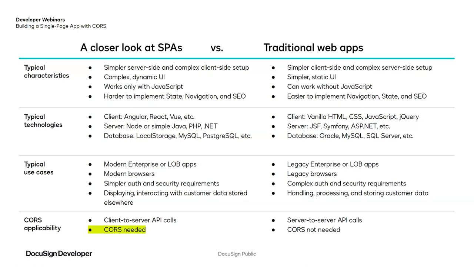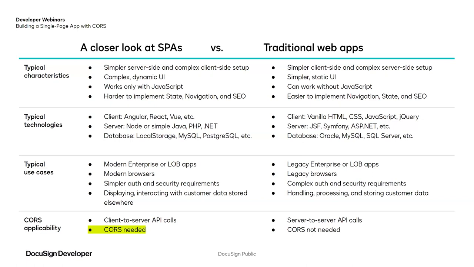And on the traditional web app side, you see traditional web apps used a lot for legacy enterprise or line of business apps where legacy browsers are still supported. Things like Internet Explorer 10 or 11 are no longer being serviced, but there are still companies that depend on these browsers and oftentimes can't upgrade because of those legacy dependencies. Oftentimes there'll be more complex auth and security requirements, as mentioned, often relating to handling, processing, and storing customer data through the backends for these traditional web apps.